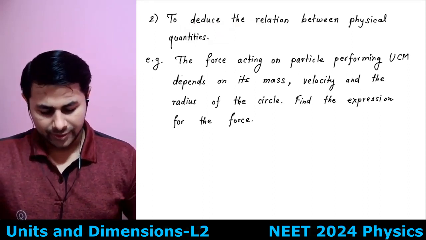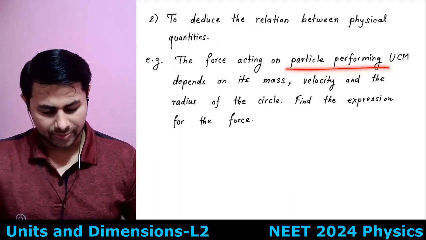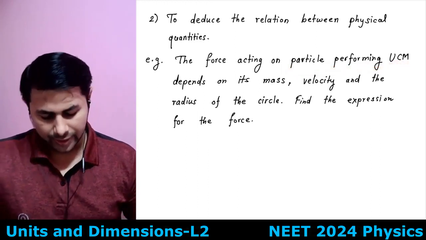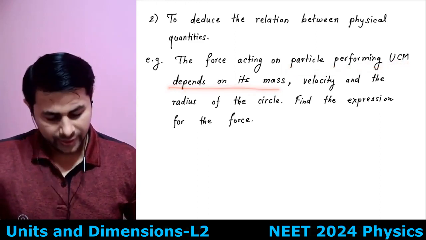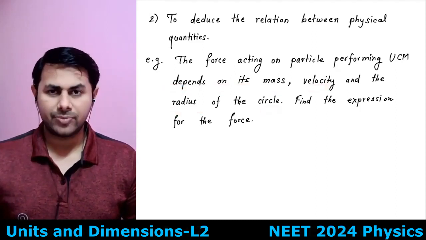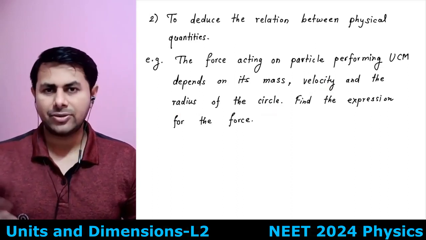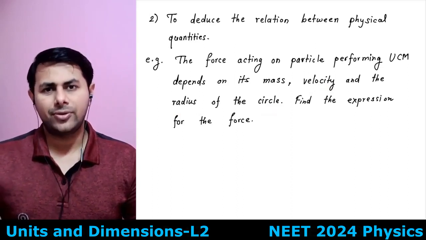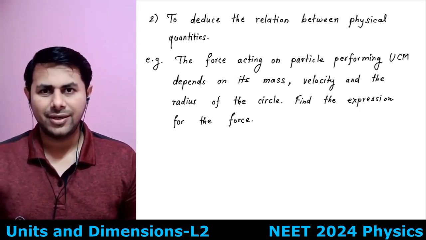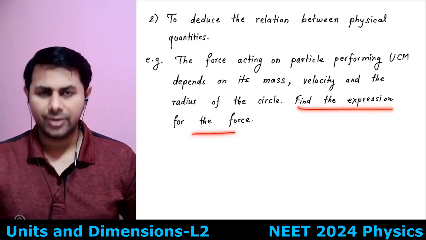For an example, let's consider this problem. The force acting on a particle performing uniform circular motion, UCM meaning uniform circular motion, depends on its mass, velocity and the radius of the circle. So force depends on mass, velocity and radius. But we don't know to what power it depends on these quantities, so we have to find it out. Find the expression for the force.